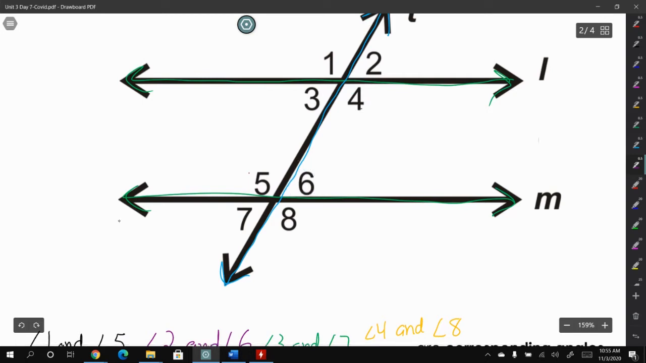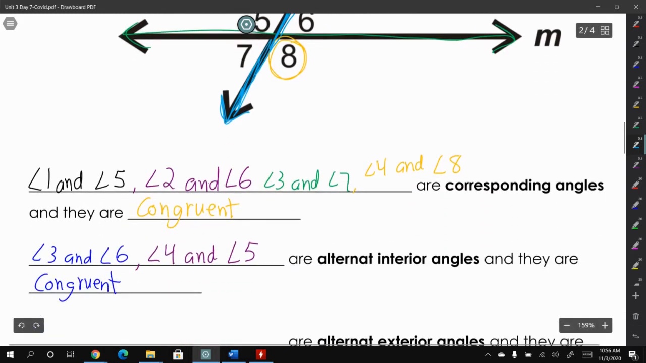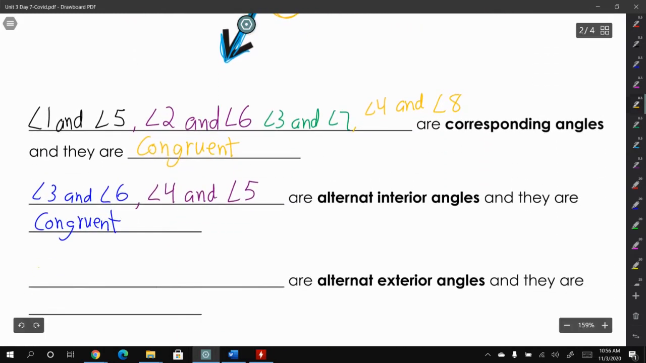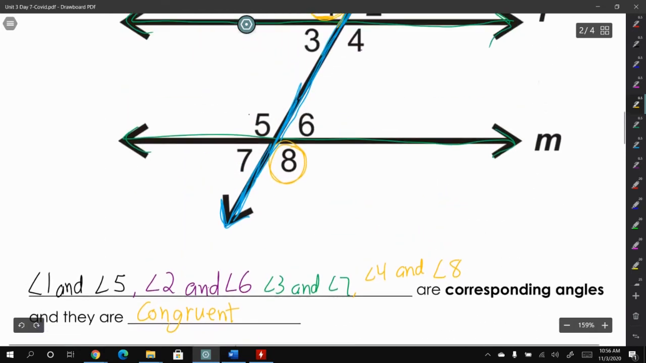Okay, so then let's find the alternate exterior. If I have angle 1, that's an exterior angle. Angle 8 is that one's alternate exterior angle. Angle 1 and 8 are on separate sides of the transversal. Angle 1 is on the left of my blue line here. And angle 8 is on the right side of that blue line. So they're on alternate sides, and they're outside of the two horizontal parallel lines. So angle 1 and angle 8 are alternate exterior angles.